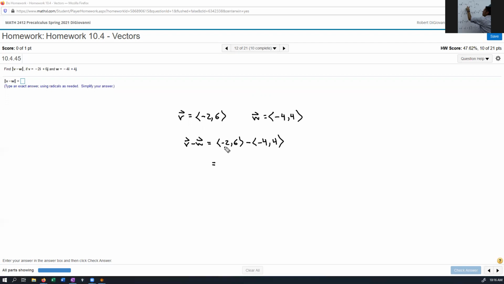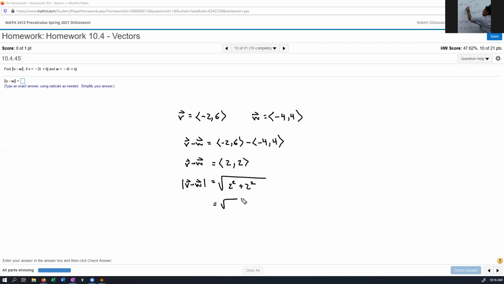So we're just going to go negative 2 and take away negative 4. That means negative 2 plus 4, that's 2. And then 6 take away 4 is 2. And that's what V minus W is. And now we need the magnitude of that. So we take the square root of each of the components squared and added together.